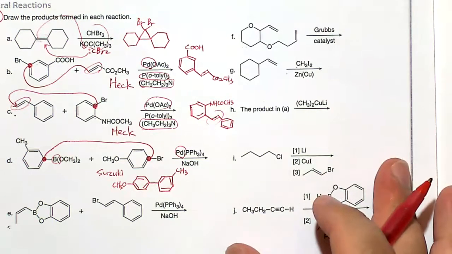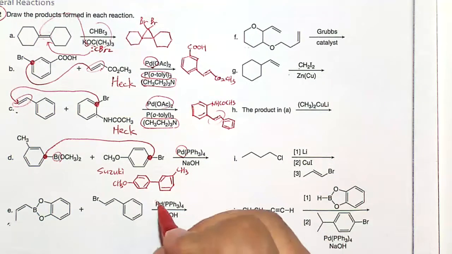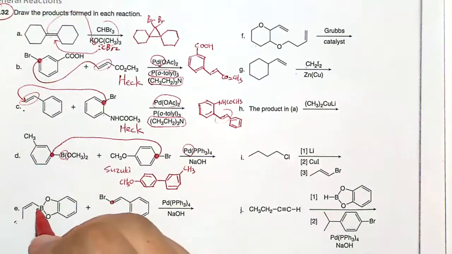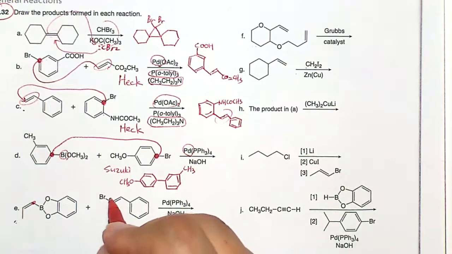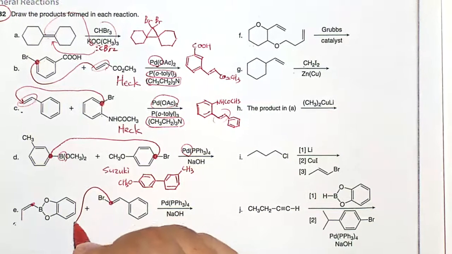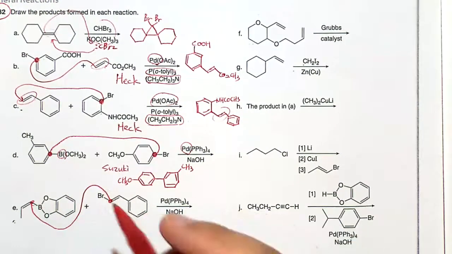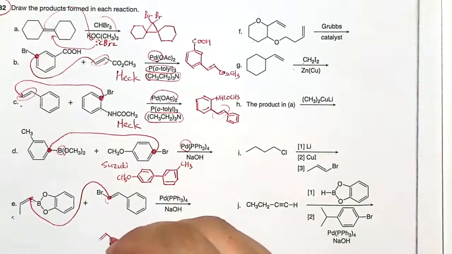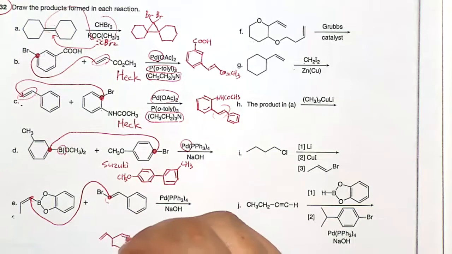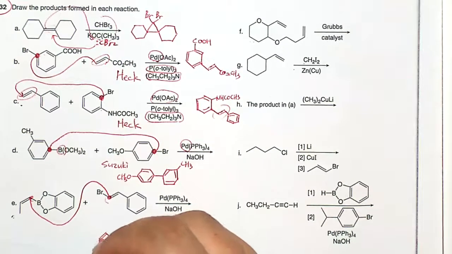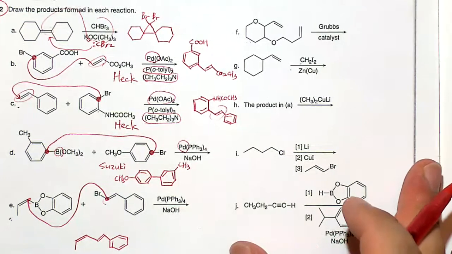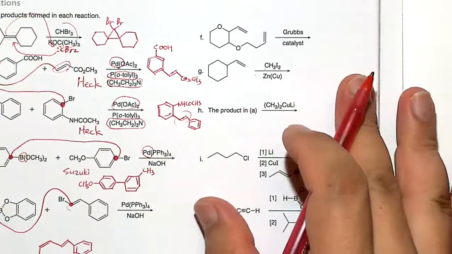Next is another example of palladium with boron, boronic acid. That's gonna be connected here with here. It remains as trans, and here remains cis. This is the product. And let's move to F.